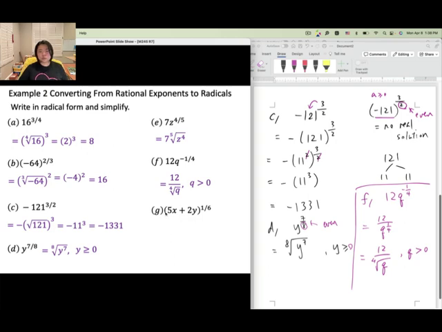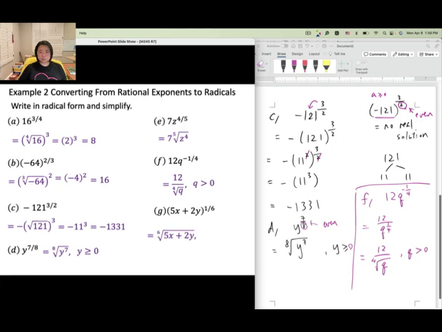Okay, last one. 5x plus 2y to the power of 1 over 6. We could rewrite it like the 6th root of this guy. Again, this is an even number. So 5x plus 2y has to be greater than or equal to 0.